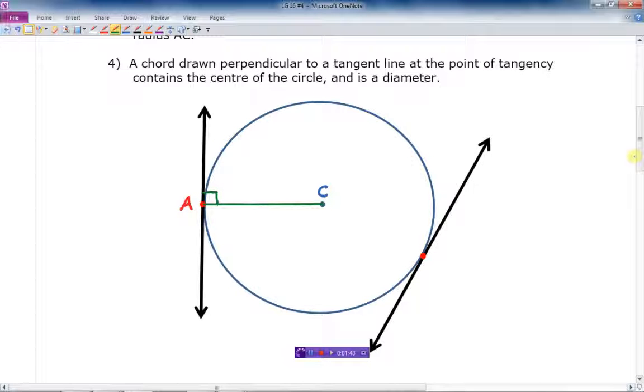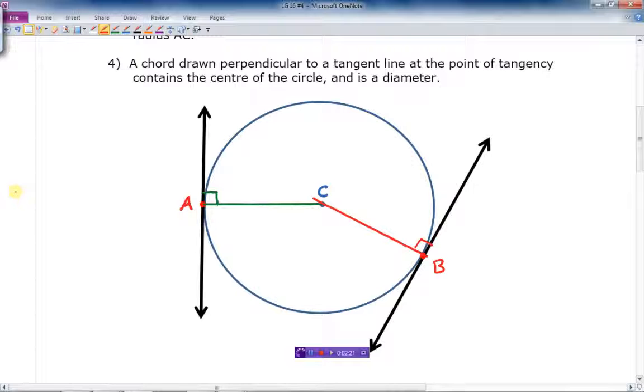So let's just choose this point here. We'll say B. It says chord drawn perpendicular to a tangent line at the point of tangency. So I'm going to draw this at 90 degrees to that line. It'll look like this. Okay, and it's 90 degrees, and it contains the center of the circle.